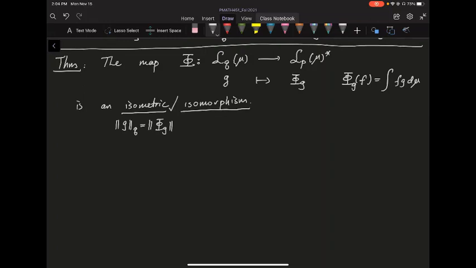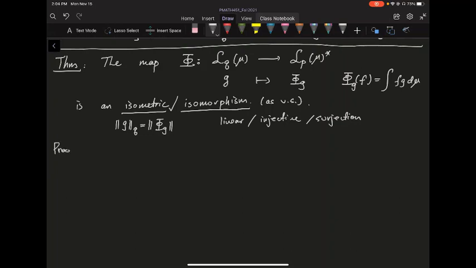And isomorphism basically means it's an isomorphism as a vector space. You have a linear structure on either side. So this phi needs to be a linear map, and it's going to be injective and surjective. That's basically what isomorphism of vector spaces means.